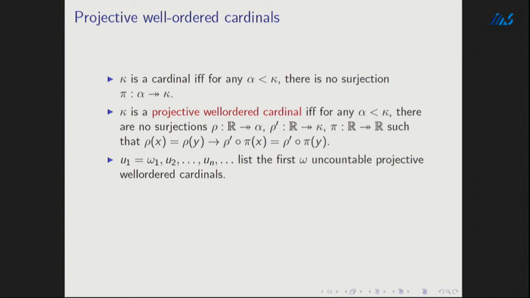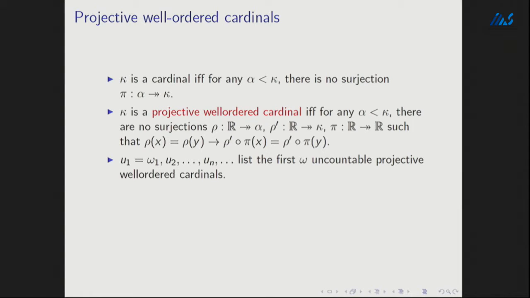It turns out that those uniform indiscernibles are just an initial segment of those projectively well-ordered cardinals. So the first omega uncountable projectively well-ordered cardinals are just those uniform indiscernibles.